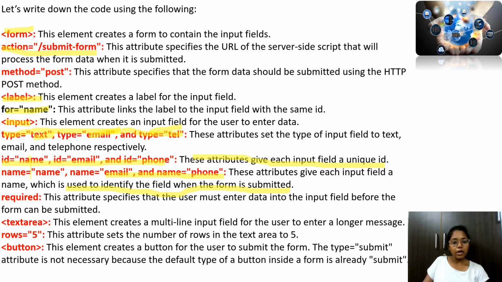And then required, this attribute specifies that the user must enter data into the input field before the form is submitted. That is, this is the must-have information that has to be given. Then textarea, this element creates a multi-line input field for the user to enter a longer message. Then rows equal to 5. This attribute sets the number of rows. So here we have set the number of rows to 5. Then the button, this element creates a button for the user to submit the form.